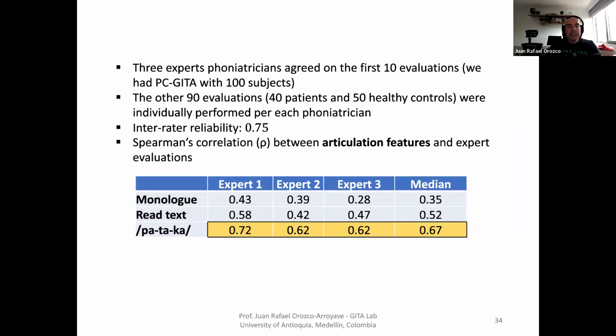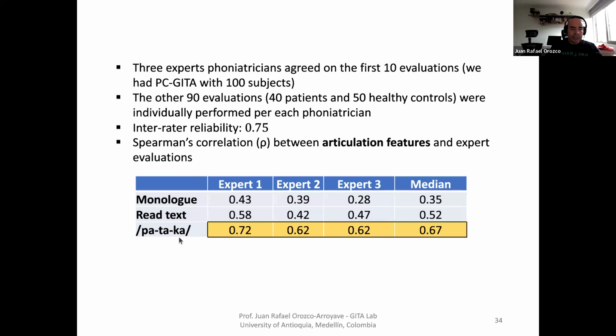And then we did evaluation regarding the articulation features. Of course, we compared also with phonation and prosody, and we didn't find, let's say, as good results. But with articulation, we found an average of 0.70 correlation, which is promising, considering that we are not requesting the patient to come again to the clinic, and we are based only on recordings.